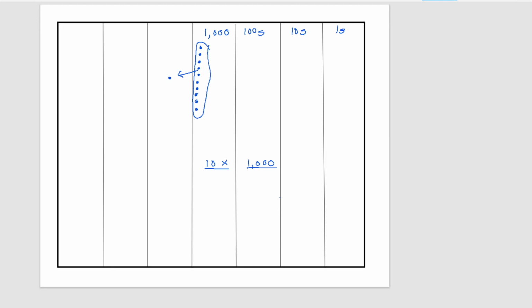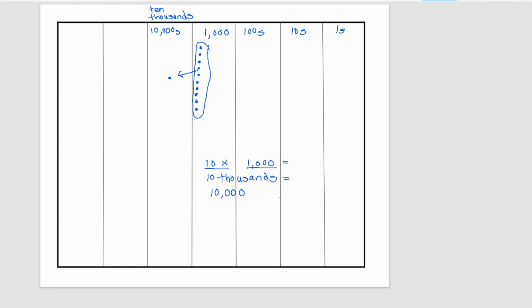So 10 1,000s, we got 10 thousands, and that gives us the next unit that's actually called 10 thousands. And in words, unit form, 10 thousands. So 10 times 1,000 equals 10 thousands, which we can write in standard form as 10,000.